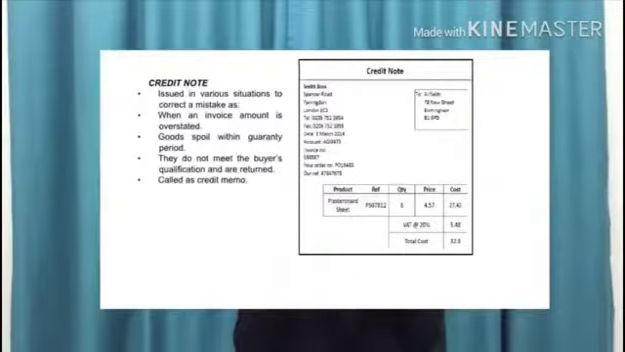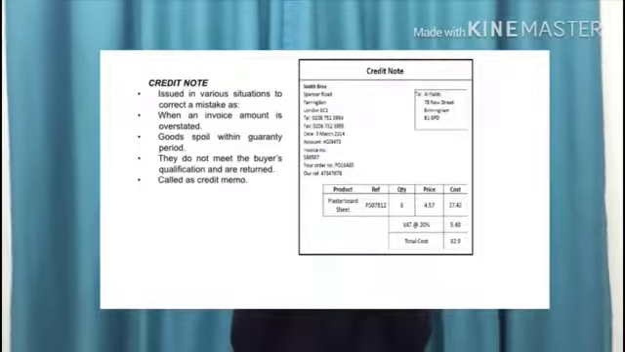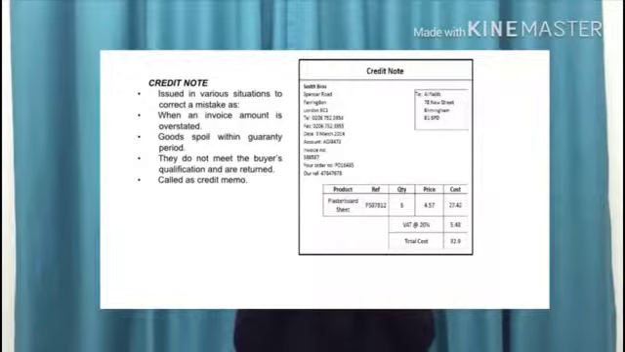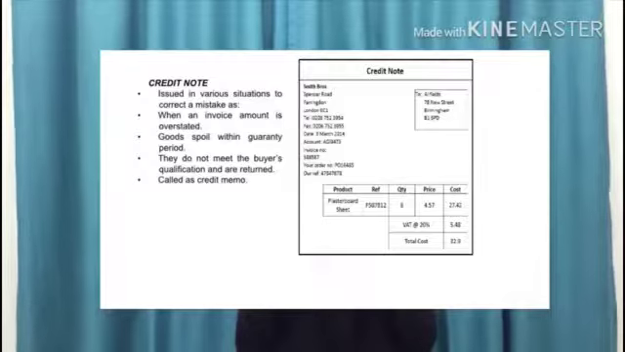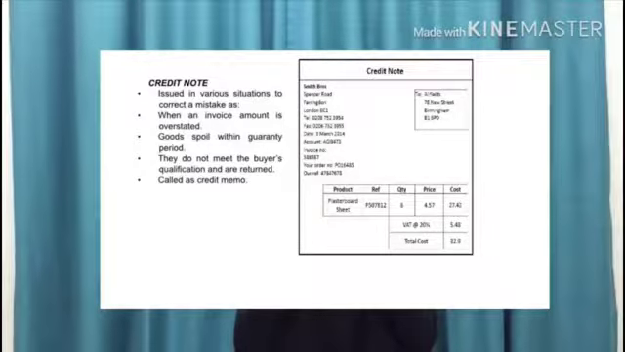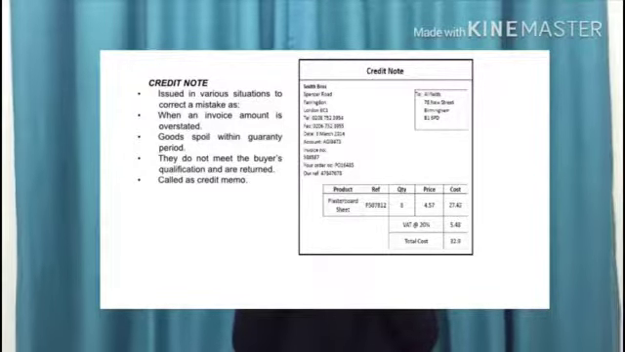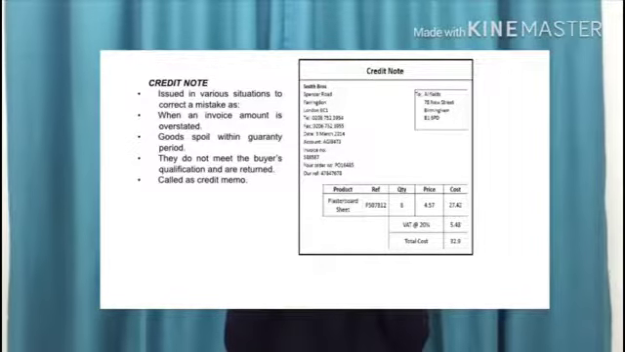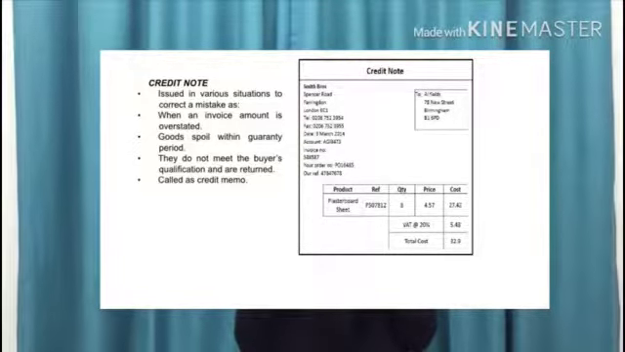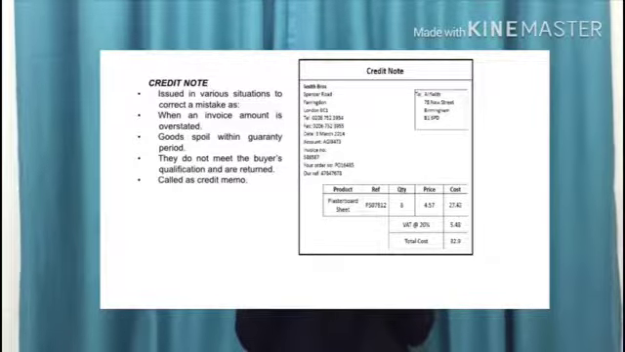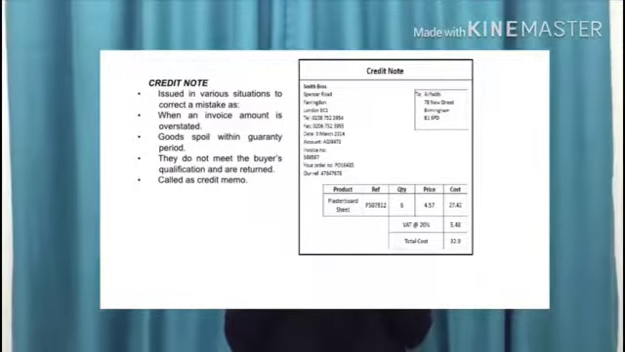Number 6 is credit note. Credit note is issued in various situations to correct a mistake, such as when an invoice amount is overstated, correct discount rate is applied, goods fall within guarantee period, or they do not meet the buyer's specifications and are returned. It is also called credit memo.